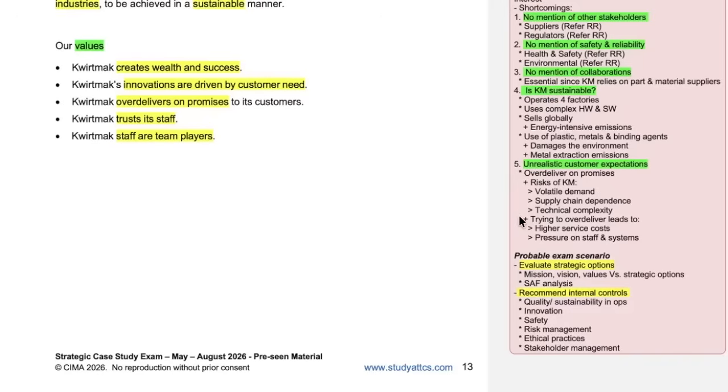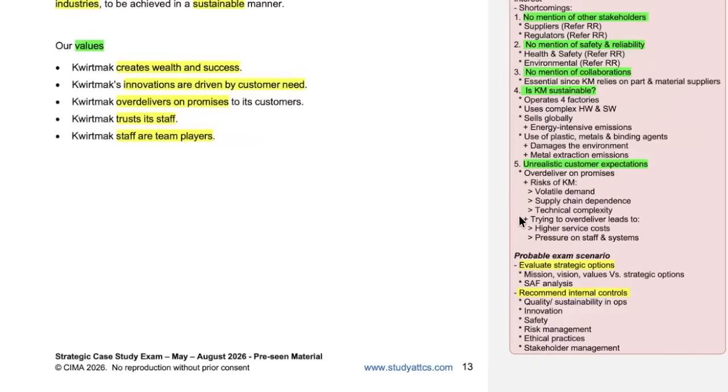So tied to all this information, the probable exam scenarios which can be tested are in terms of evaluating strategic options. So when evaluating strategic options, your knowledge concerning the SAF framework will be tested. Or another angle is a situation where you are supposed to evaluate a strategic option considering the mission, vision, and values of your chosen company.